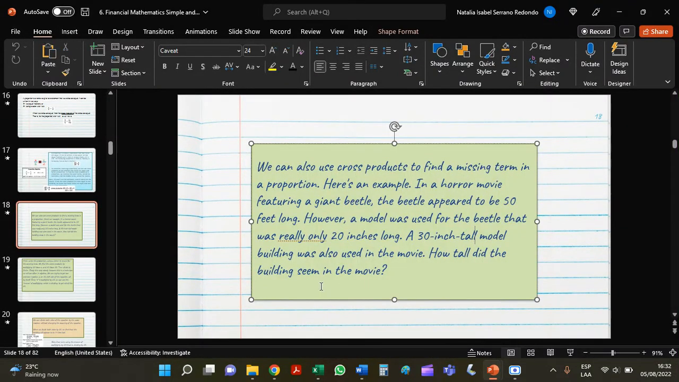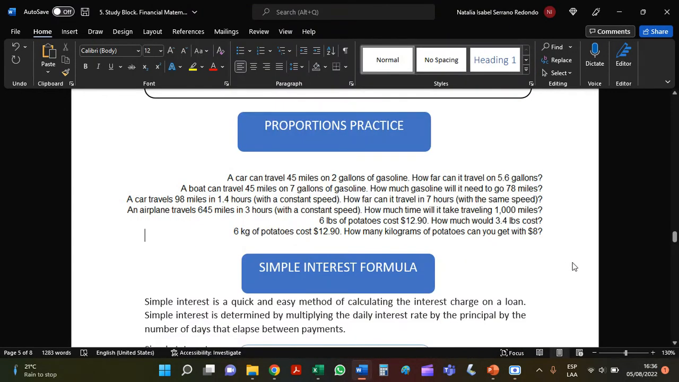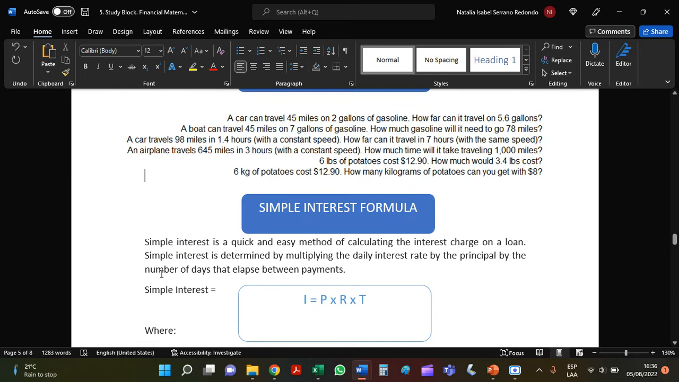Now, this is, let me see. Very well. Now, based on those explanations, you have to do this practice, proportions practice, and you have to organize the numbers, okay? Remember, numerators have to belong to the same characteristic, and denominators have to belong to the same characteristic. So if I tell you 1, a car can travel 45 miles on 2 gallons of gasoline.